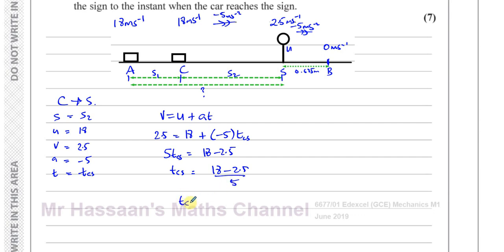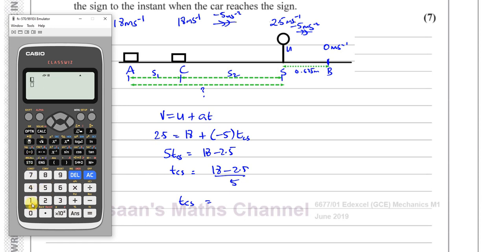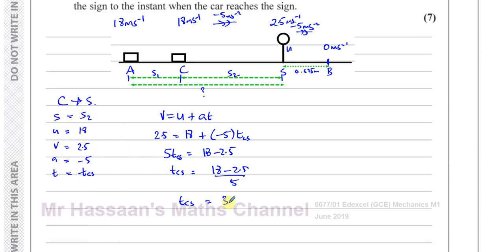Okay, so the time between C and S is equal to (18 minus 2.5) divided by 5, which is 3.1 seconds. So between here and here is 3.1 seconds. So the time between C and S is 3.1 seconds.